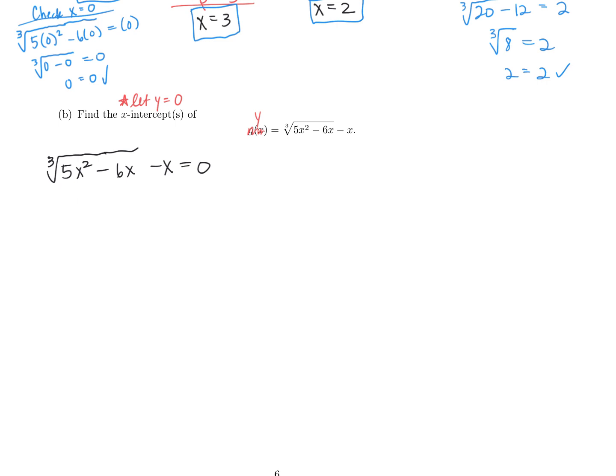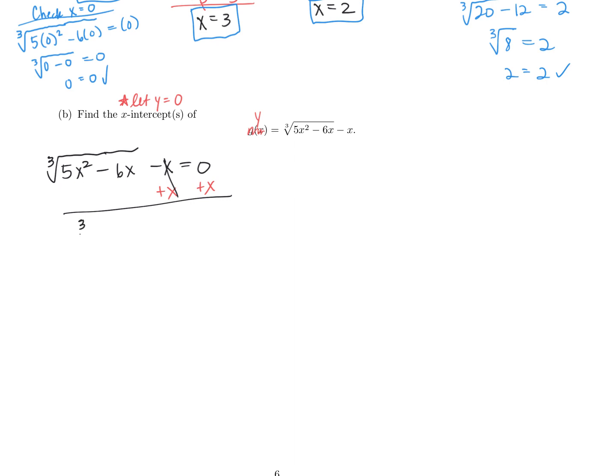So before you start solving a radical equation, you should make sure that you have the radical by itself on one side of the equal sign. So right now I have the radical and then minus x. So I need to first move that x over to the right-hand side by adding it.